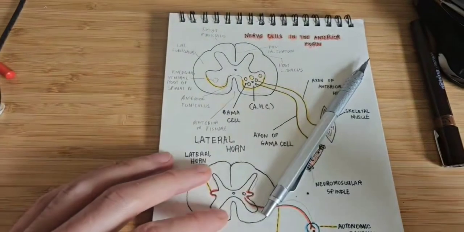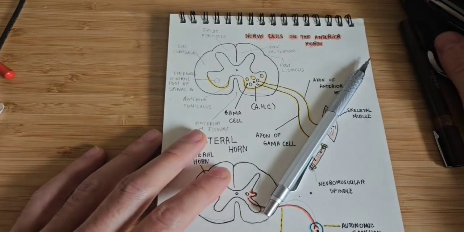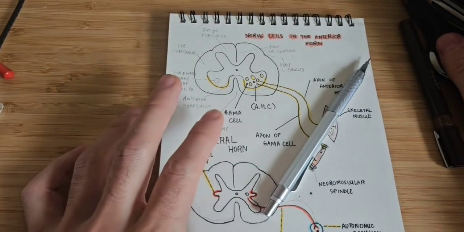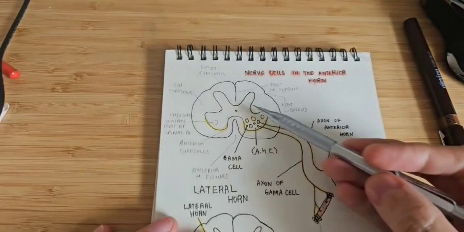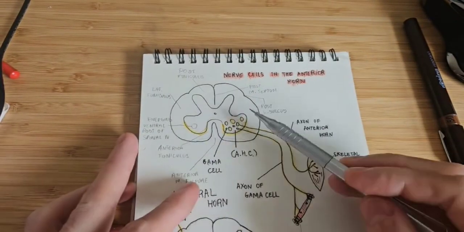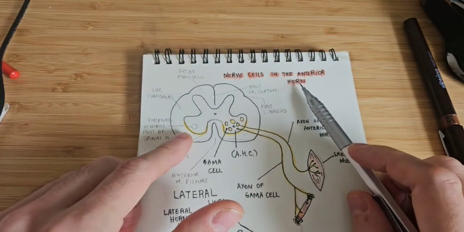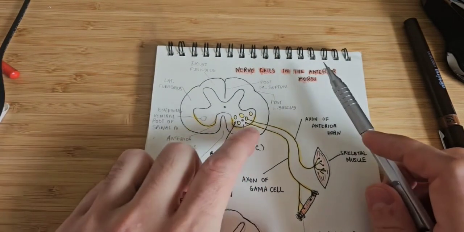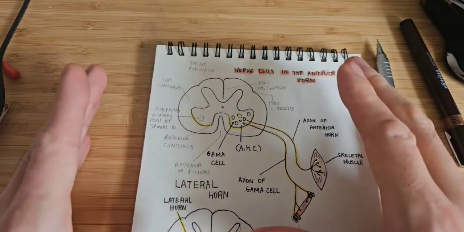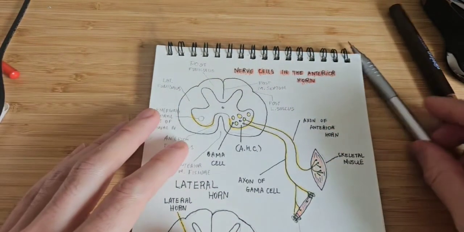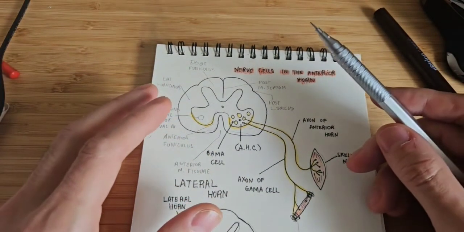Okay, guys. Today we're gonna talk about the white matter. Before I start talking about this topic, I would like to say a few things about the white matter. I'm gonna use the same illustration that I made for nerve cells in the anterior horn. Now, the white matter of the spinal cord is organized in three main columns. I'm gonna talk about the columns, okay?